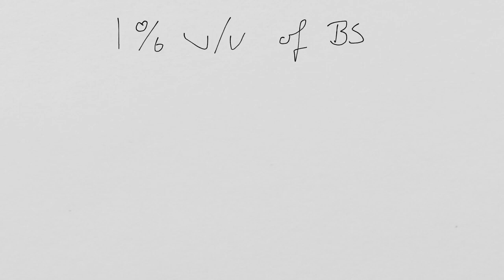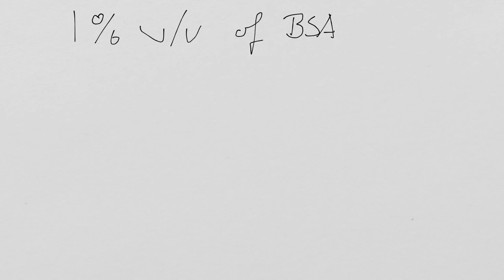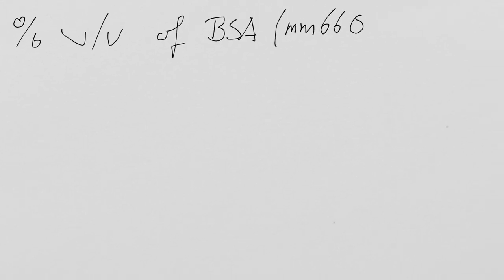Are you ready for another one? We have a 1% weight per volume solution of a protein, let's call it bovine serum albumin, BSA. And BSA is a very common protein, actually. BSA has a molecular mass of 66,000 gram per mole.